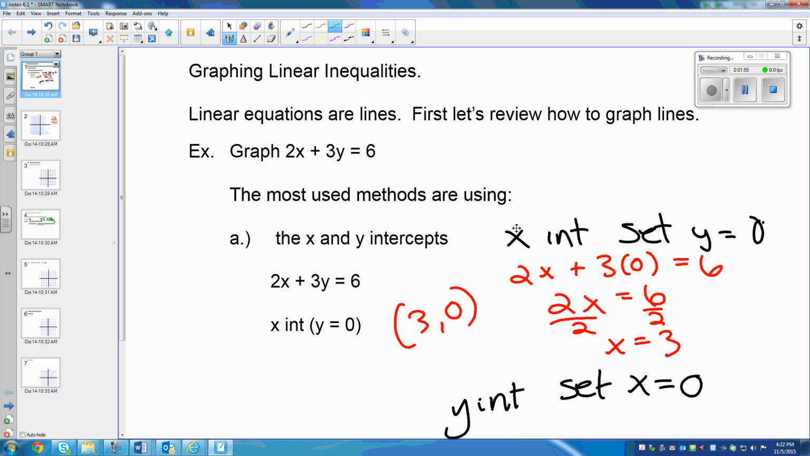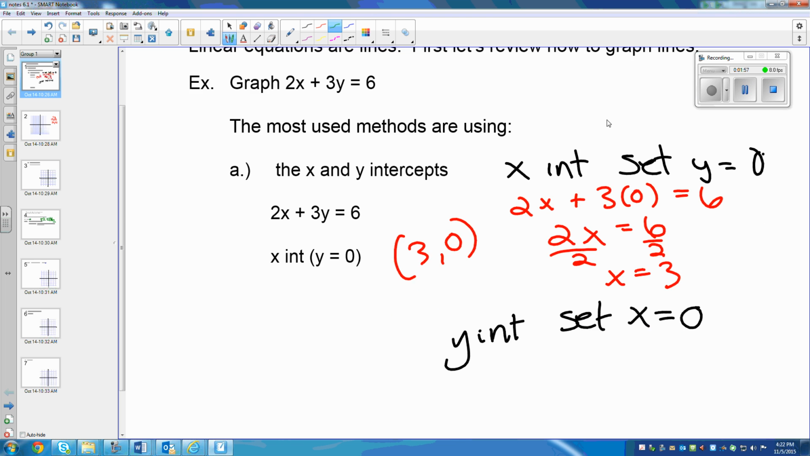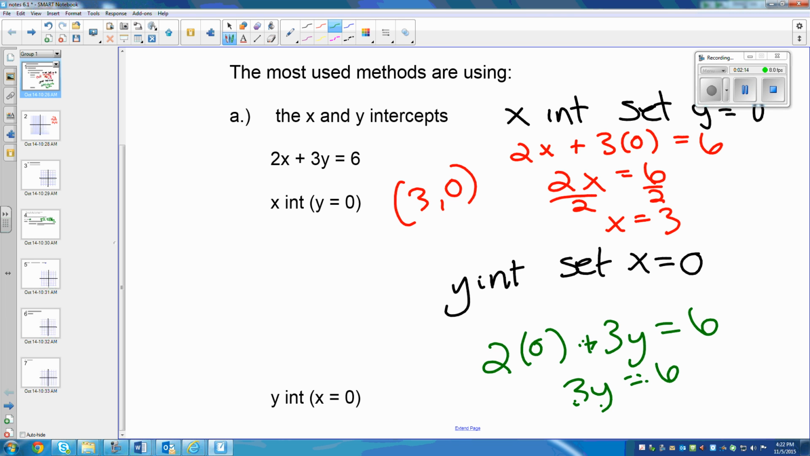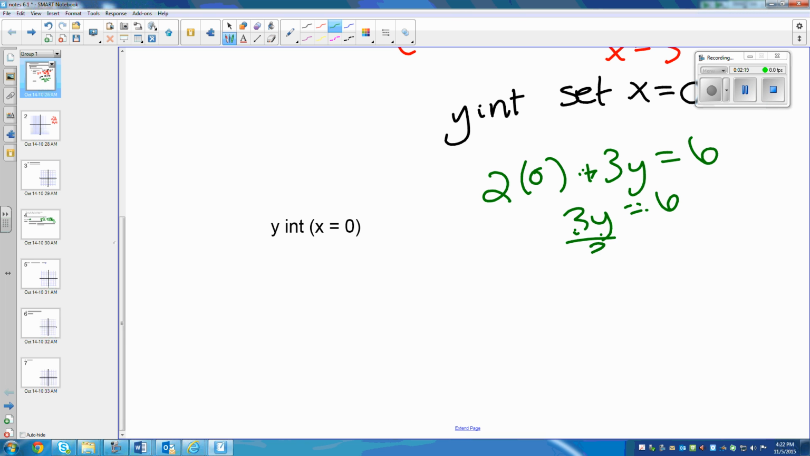Right? So for the y-intercept, you set x to 0. This would look like 2 times 0 plus 3y is equal to 6. So 2 times 0 is 0, plus 3y equals 6. And then we will divide by 3 to get y is equal to 2. So that point is when x is 0, y is 2. So our point is (0, 2). Notice with x and y intercepts, I pick out points. Okay? You only need 2 points to draw a straight line.